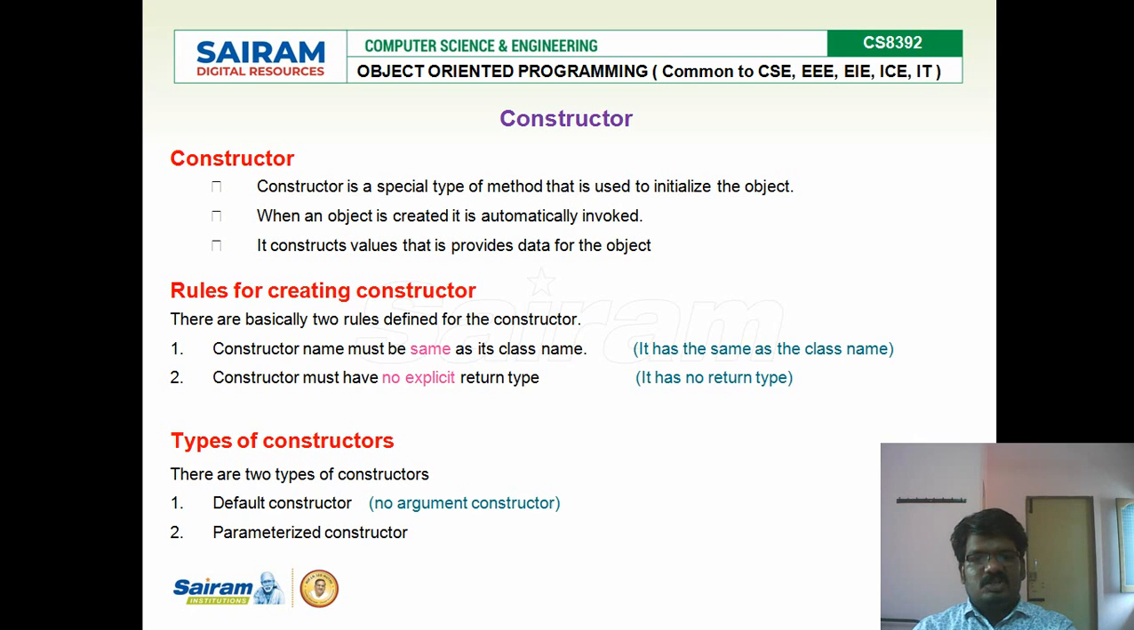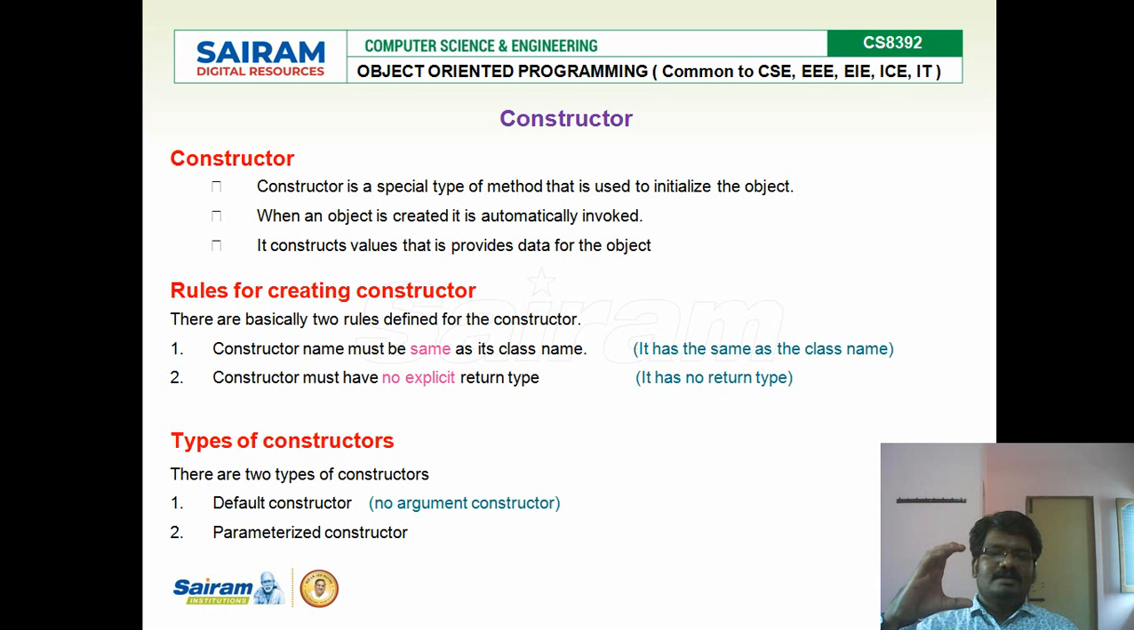See here, the constructor is a special method that is used to initialize the object. New keyword is used for instantiation, allocating memory. Constructor is used for initialization of the object. When an object is created, it is automatically invoked. So when creating the object, the constructor will be called automatically. That is the point. And it constructs the values that provide data for the object. For each object, member data will be initialized.